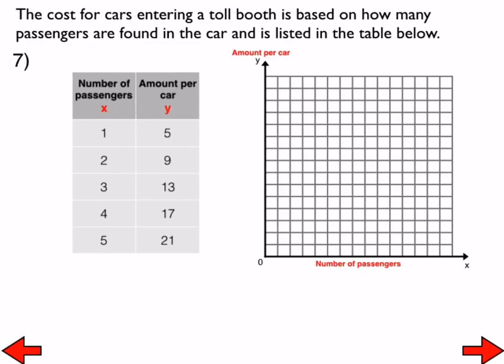Number 7, we were given a table, and this is covering the cost for cars entering a toll booth based on how many passengers are in the car. Plot your data or just look at the table. This is a function. And then, once again, we're trying to determine discrete or continuous. Which one? Discrete or continuous? Discrete. Another discrete.